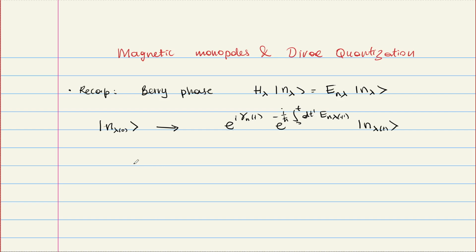And this gamma_n(t), after working through the time-dependent Schrödinger equation, what we found was something like this: integral from 0 to t, dt prime, <n(lambda(t prime))| i d/dt prime |n(lambda(t prime))>. Good. So this is what we call the Berry phase.